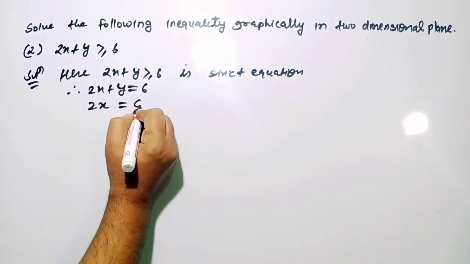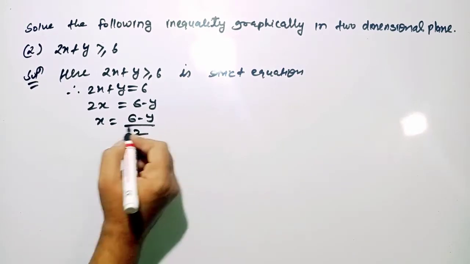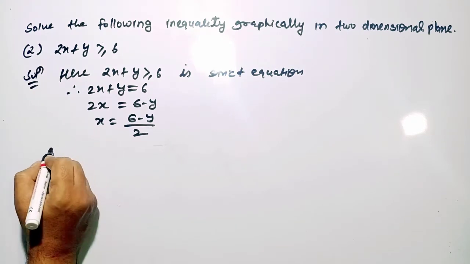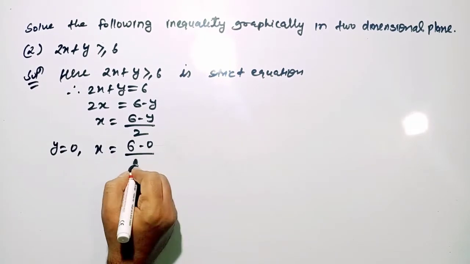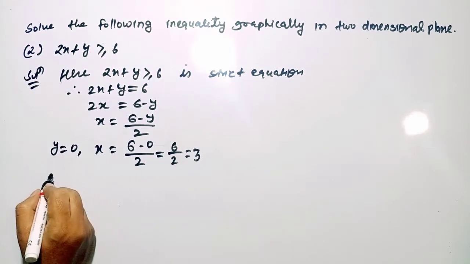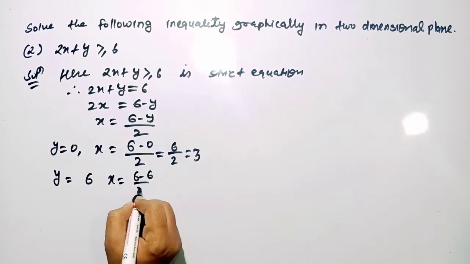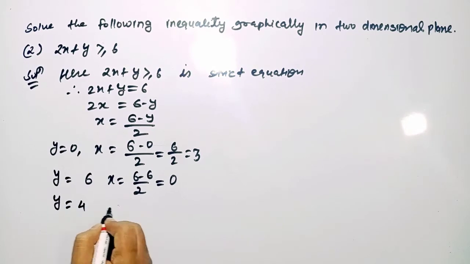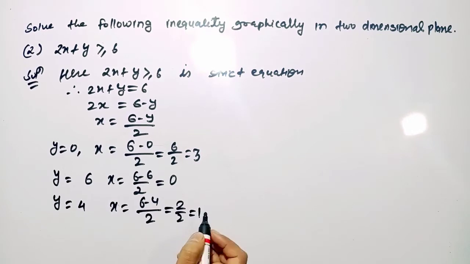So 2x is equal to 6 minus y, x is equal to (6 minus y) divided by 2. Now we will consider different values of y to get different values of x. So this time considering y is equal to 0, x is equal to (6 minus 0) divided by 2, so 6 by 2 we are getting 3. Y is equal to 6, so x is equal to (6 minus 6) divided by 2, we are getting 0. Now considering y is equal to 4, x is equal to (6 minus 4) divided by 2, 2 divided by 2 is equal to 1.